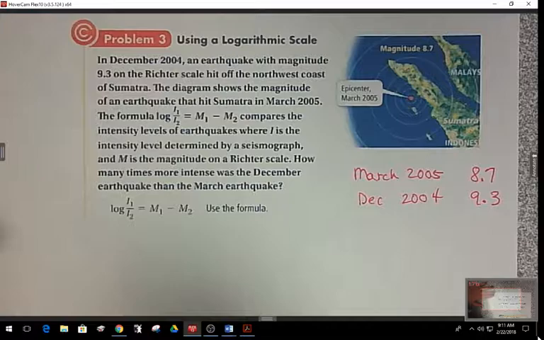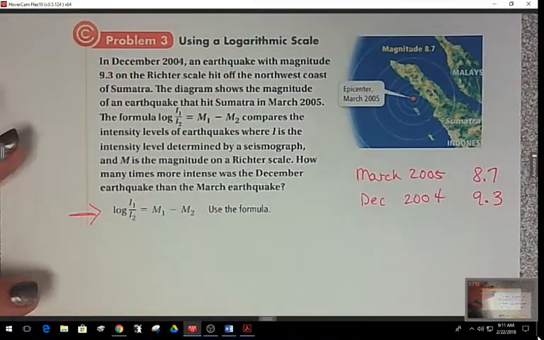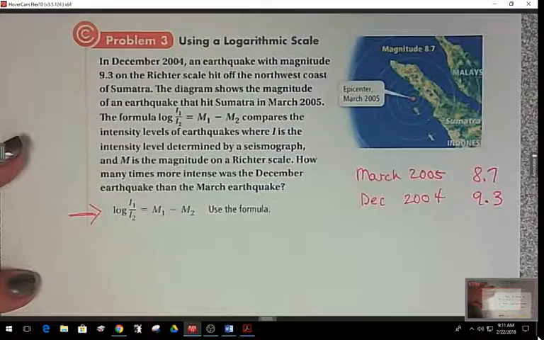The formula, here it is. The log of I sub 1 over I sub 2 equals m sub 1 minus m sub 2. It compares the intensity levels of earthquakes where I is the intensity level determined by a seismograph and m is the magnitude on a Richter scale. How many times more intense was the December earthquake than the March earthquake?